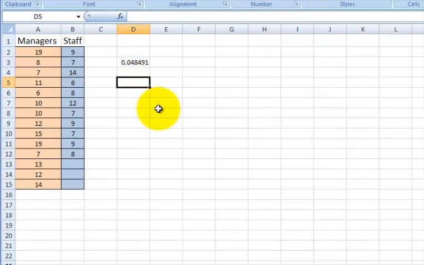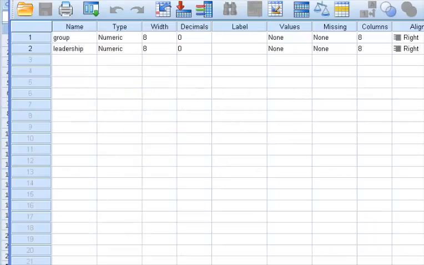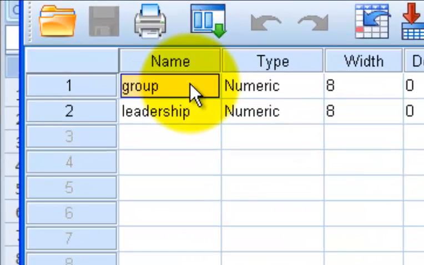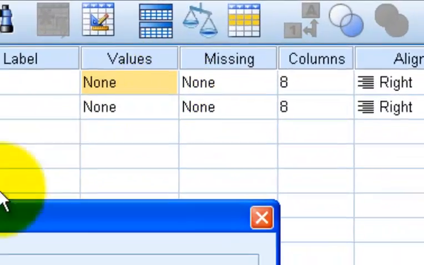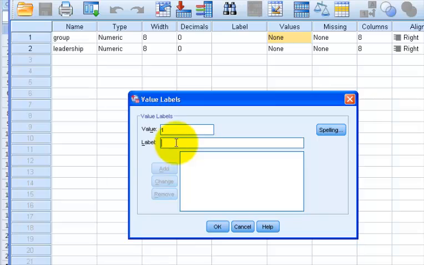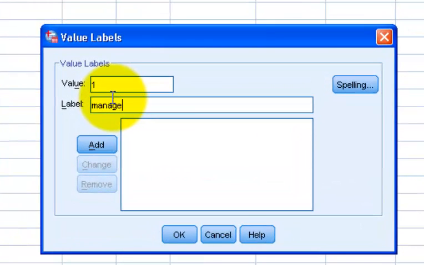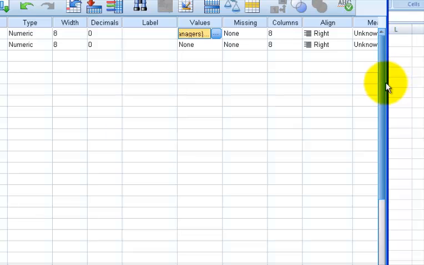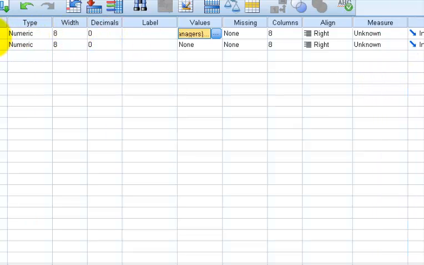But now we're going to turn around and repeat this in SPSS. Please hold. So I have a new SPSS sheet. I named the first variable group. Always name them group. I want you guys to name them group for a long time. And then we have to go into the value section. We'll just call 1 the managers. Add 2 the staff. Add, click OK, boom.